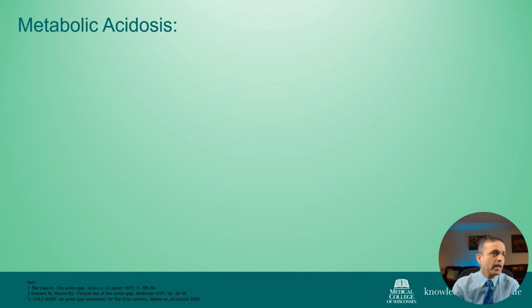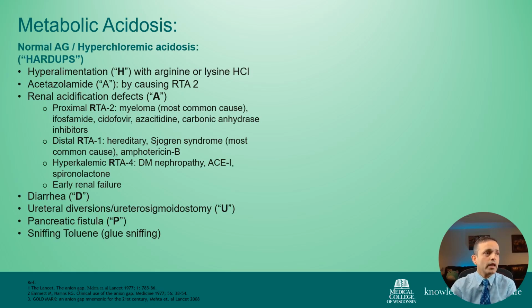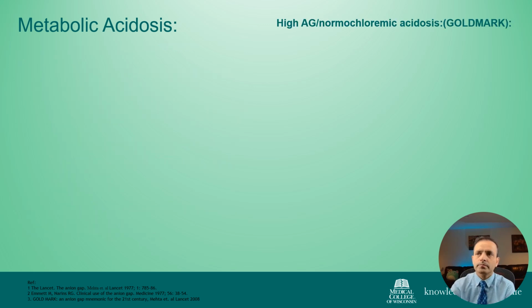So let's talk about metabolic acidosis. A very important slide. Please spend some time to go over this slide. Starting with normal anion gap metabolic acidosis, the classic mnemonic is HARDUPS: hyperalimentation, acetazolamide, RTA, diarrhea, ureteral diversion, pancreatic fistula, sniffing toluene or glue sniffing. Out of that, RTA and diarrhea are the two most common causes of normal anion gap metabolic acidosis.